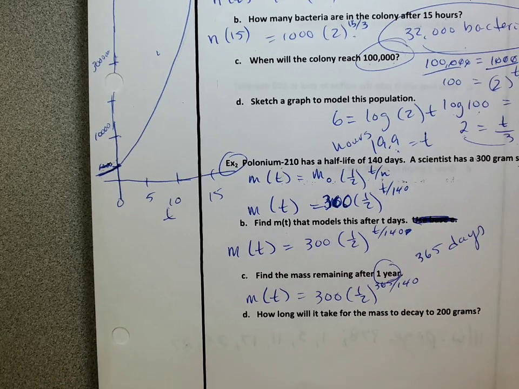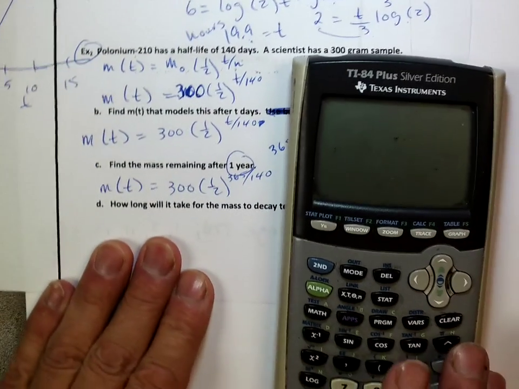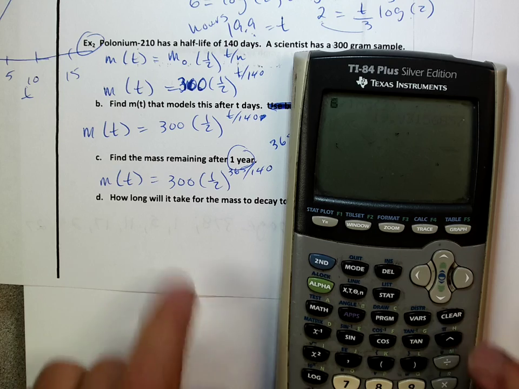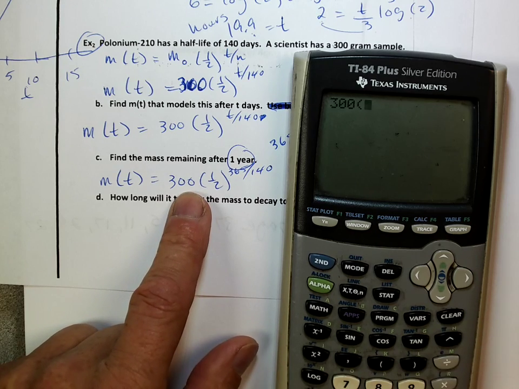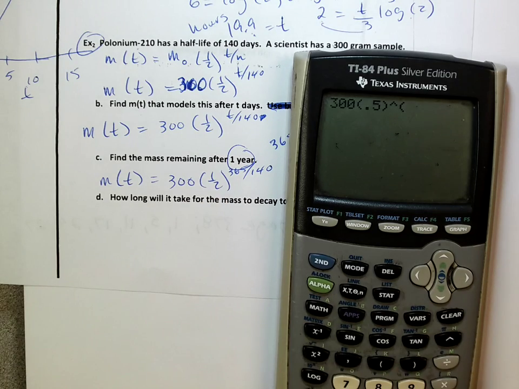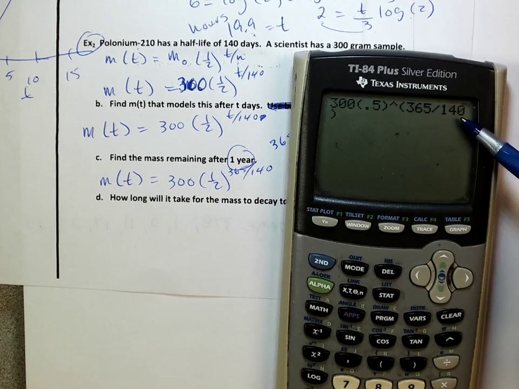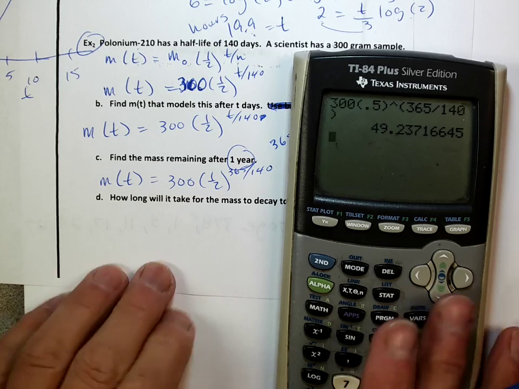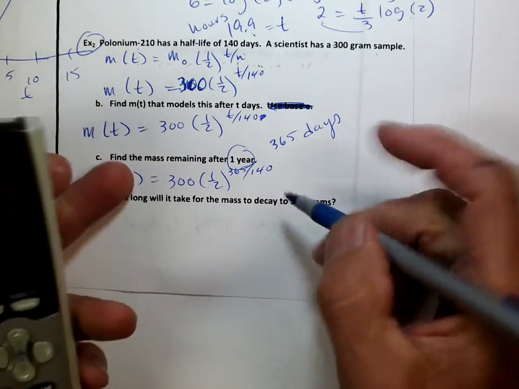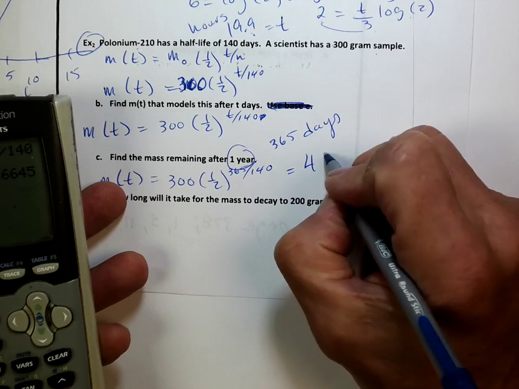And I'm just going to use my calculator to do the work. It's pretty easy. Can you see it? There you can. So I'm just going to go clear. We'll go 300 times 1/2, 0.5, right? To the power of parentheses. I need the parentheses because I got to go 365 divided by 140. Okay, close parentheses. Have to have the parentheses here because I need that entire fraction to be in the exponent, right? So what do I get? About 49, okay? So after a whole year, there's going to be only 49 grams of this polonium left.